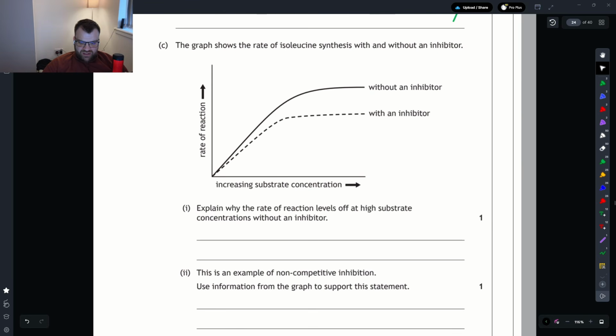In this one, why does the rate of reaction level off at a high substrate concentration without an inhibitor? There's only so many active sites available to do the reaction. We have saturated it with our substrate. All of the enzymes are working at maximum capacity. There are no more active sites available.